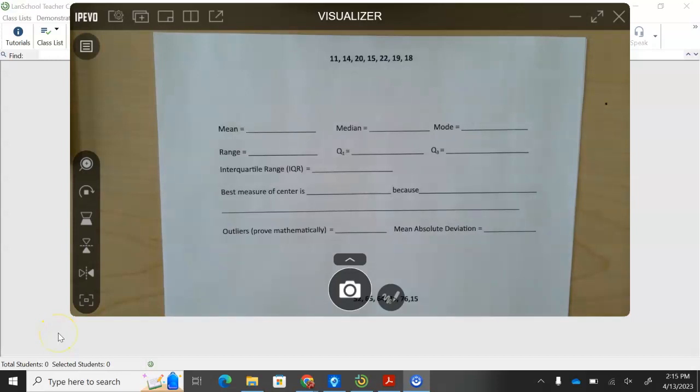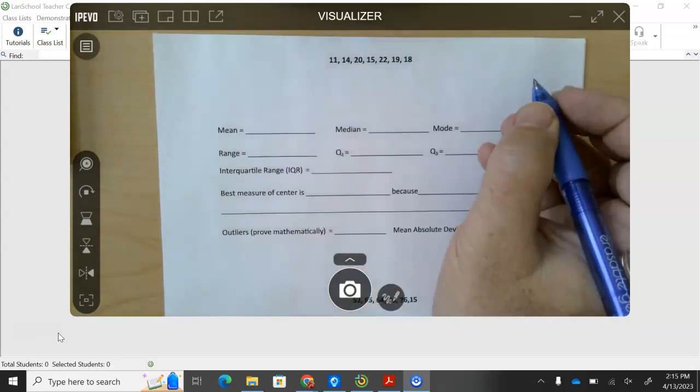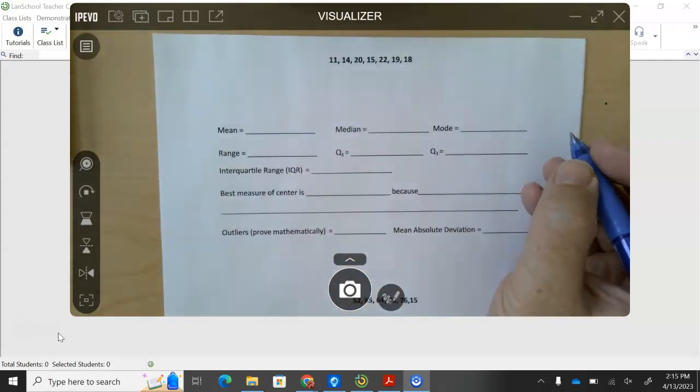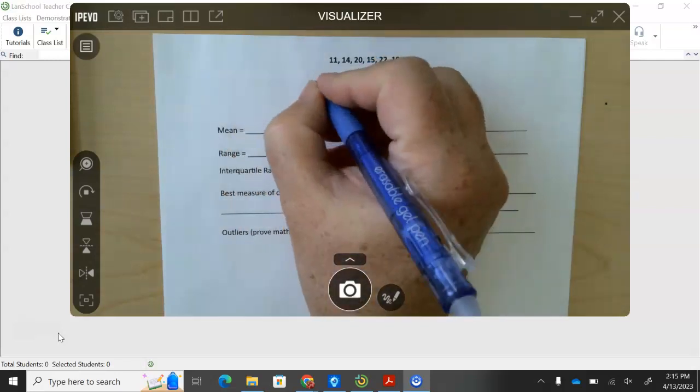All right, everybody. So we're going to go ahead and do a little walkthrough on how to recalculate some of our measures of center and variability. So here's our data set up here. What we want to do is go ahead and order it first, just because we know we're going to have to do that eventually.